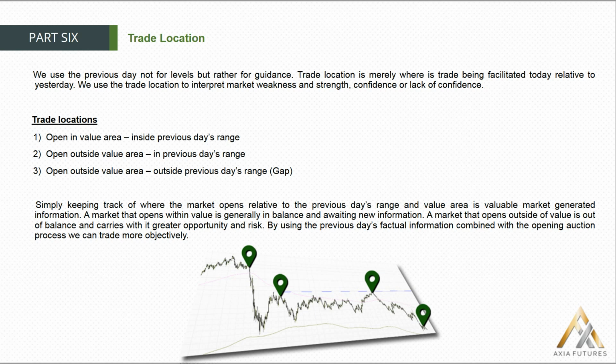Then, the 3 basic trade locations we can identify based on the previous session are, firstly, if we open in value area. So if we open within the previous day's value area inside of the previous day's range. The second trade location is if we open outside of the previous day's value area or accepted value area, but still within the previous day's range. And the last trade location is if we open up completely outside of the previous day's value area as well as the previous day's range.